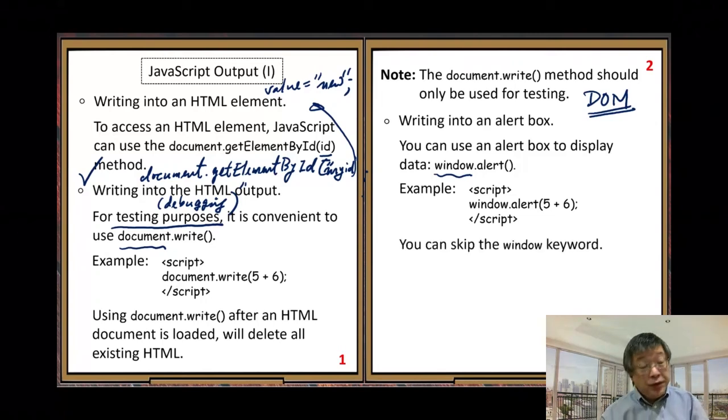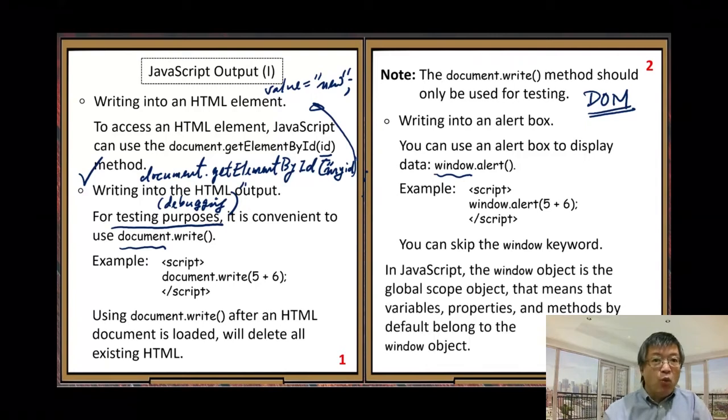Next, you can skip the window keyword. That means you do not write window.alert, you just write alert. But it is better to not skip it. Because if you include it, you know which object you are using. That's also important, knowing which object you are using. So for better readability, it is better to not skip it.